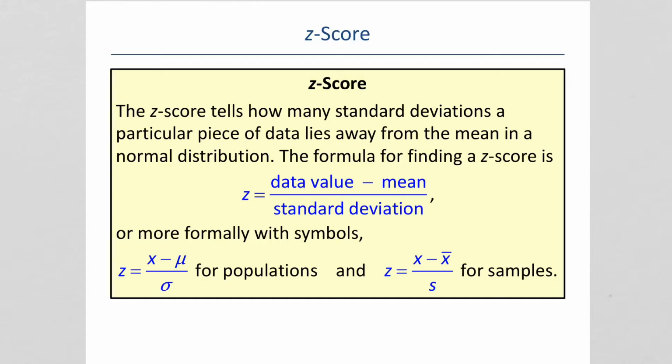And the z-score tells us how many standard deviations a particular piece of data lies from the mean. The z-score is found by taking the particular data value, subtracting the mean, and dividing by the standard deviation. So for a population, it would be x minus mu divided by sigma, and for a sample, it would be x minus x hat divided by s. Both are basically the same thing.